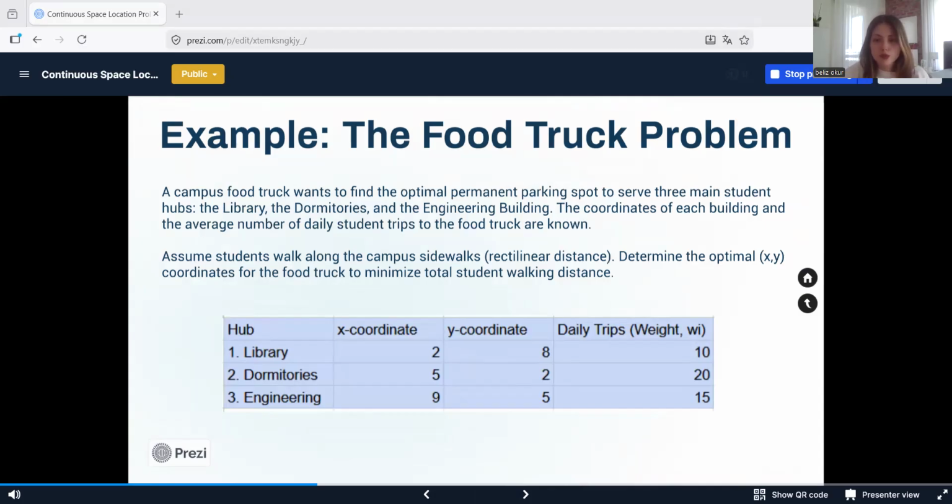Let's look at this campus example, the food truck problem. A food truck wants to find the best permanent parking spot to serve three main places: library, dormitories, and engineering building. We have the XY coordinates for each building. We also know the average number of daily student trips, that is our weights, w_i. Because students walk on sidewalks, we must use rectilinear distance.